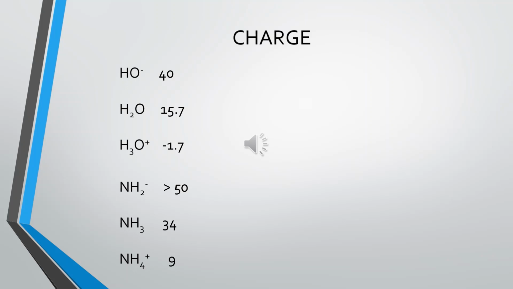You can see that in the oxygen series here. You can also see it for the nitrogen series. Amide anion NH2 minus, pKa greater than 50, drop down to ammonia, pKa 34, go down to ammonium, pKa 9, effective charge.